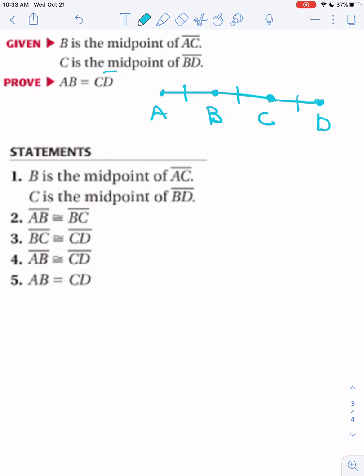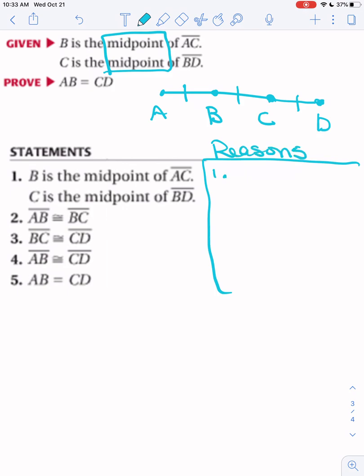All right, here we go. The other thing I maybe notice is that I have a vocabulary word. So you know somewhere in the proof, you're going to use definition of midpoint. And let's go ahead and write our proof. First step, B is the midpoint of AC, C is the midpoint of BD. We know that's our given. So we always copy that given down.